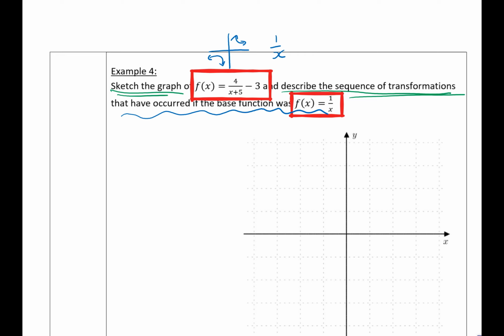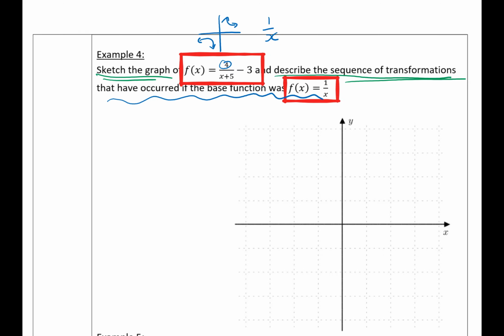So if you remember, we've got 4 over x plus 5 minus 3. Okay, well that 4 is telling me that it's positive. The general shape of the graph in my mind was correct. However, we've moved 5 units to the left and 3 units down. So previously we might have used h and k to describe the asymptotes for x and y respectively. That's because the original asymptotes were 0, 0.